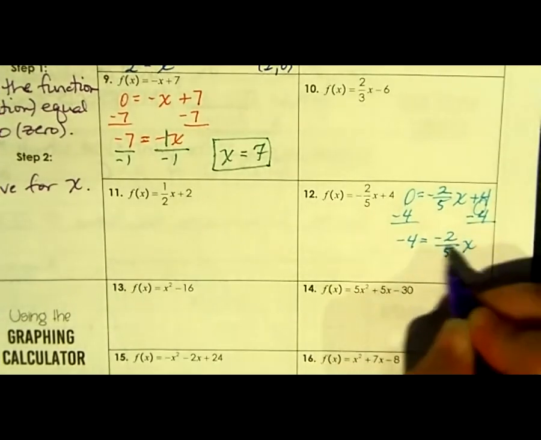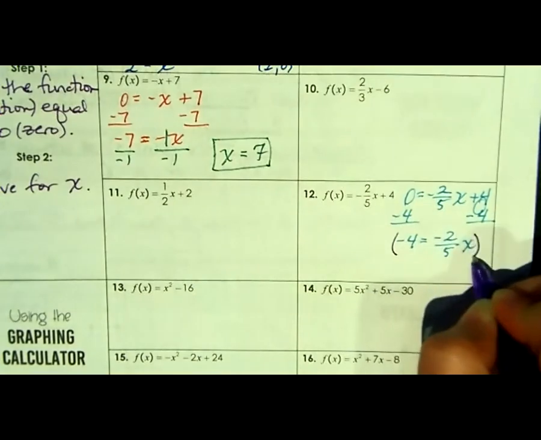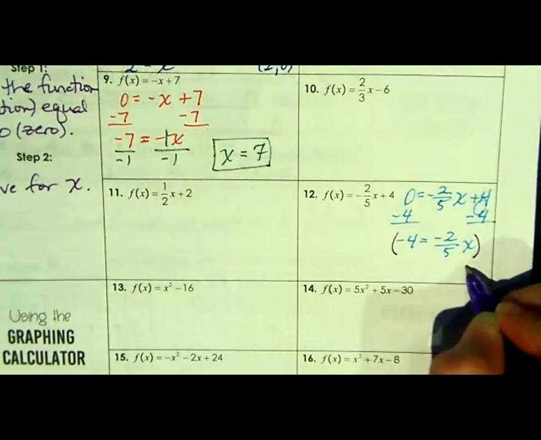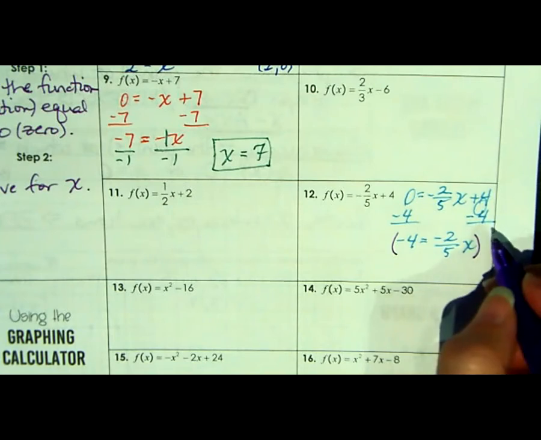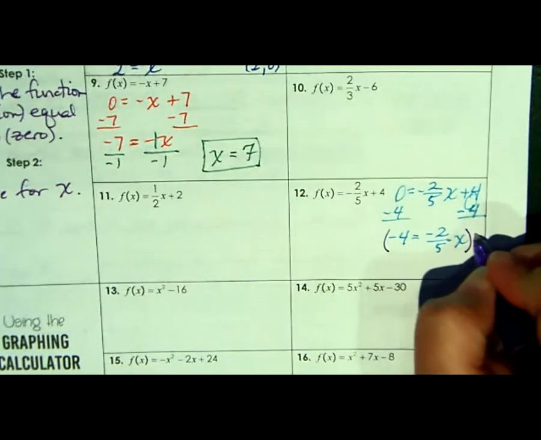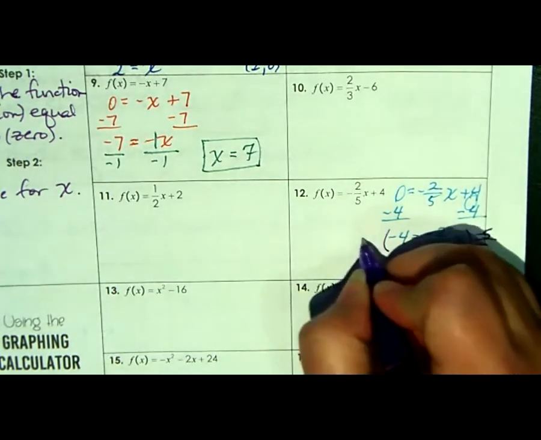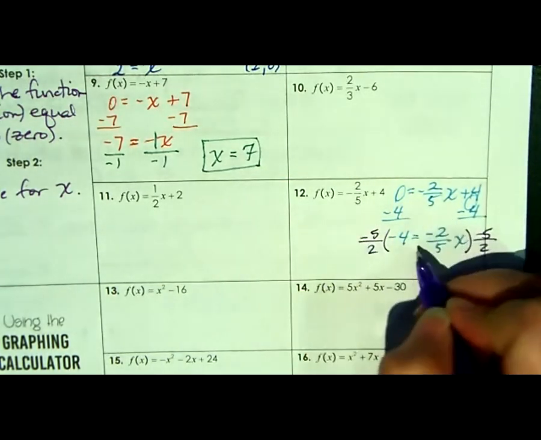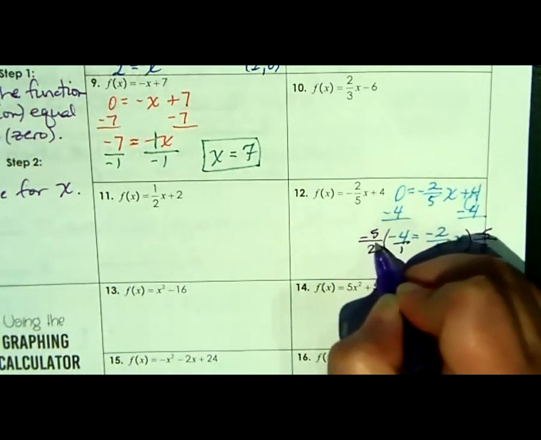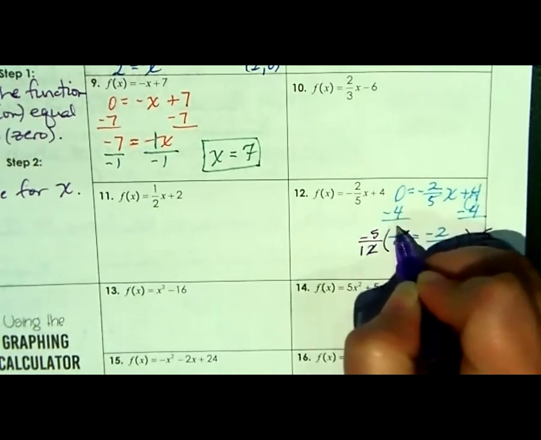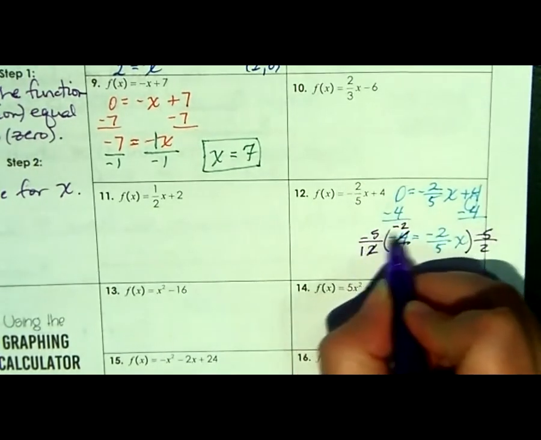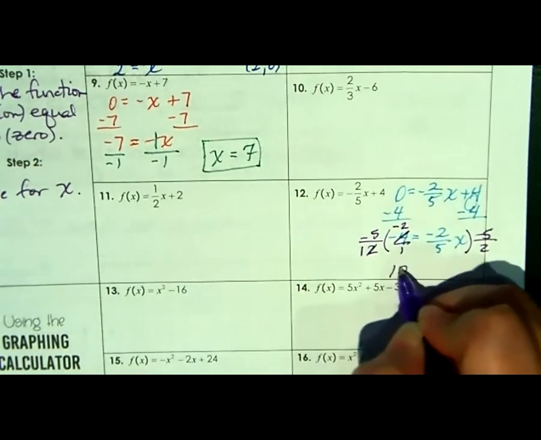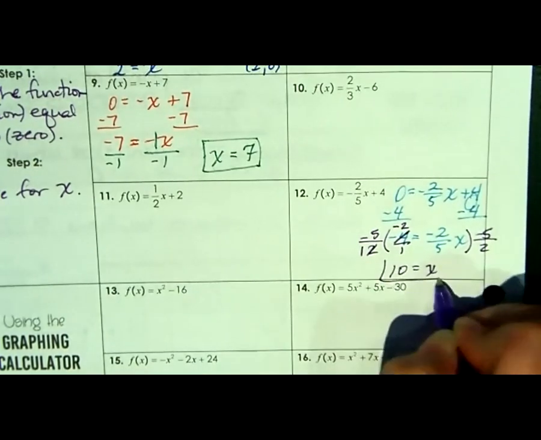This is a fraction, so I multiply by the reciprocal, because if I divide by a fraction, you flip the second and multiply. So you multiply by a reciprocal when you are dividing fractions. So I'm going to multiply by -5/2 on both sides. And when I do that, I can simplify here. 2 goes into 2 one time, 2 goes into -4, -2 times. So I have -5 times -2, which gives me 10 equals x.